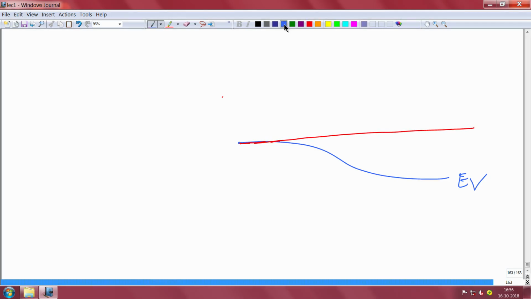Similarly, on the n side the Fermi level is touching the conduction band, and on the p side the Fermi level is also touching the valence band. On the n side the Fermi level is touching the conduction band, and then it's going like this, right. This is the largest built-in potential you can have.